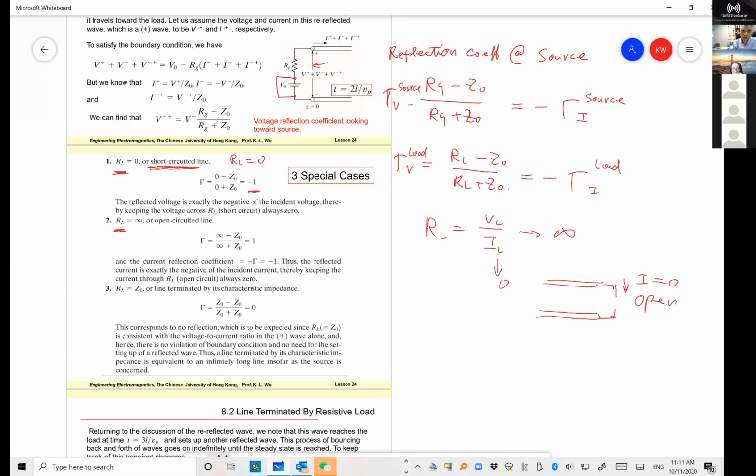The third special case is when your load equals the characteristic impedance. In this case, the reflection coefficient equals 0, no reflection. All the signal or energy is absorbed by the load. For any case in between, the reflection coefficient is larger than 0 and smaller than 1.